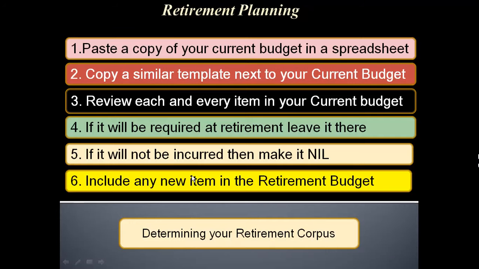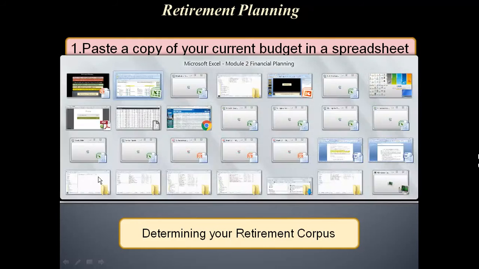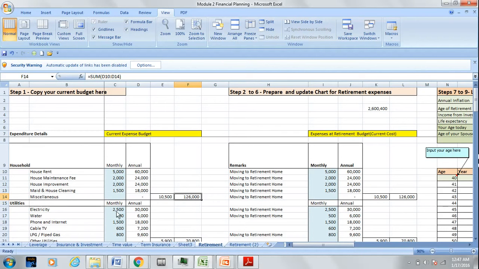We shall now execute step number 3, 4, 5 and 6 for each and every line item in this budget. Let's start off with the household expenses. Currently, you have got household expenses totaling to 10,500 per month or 1,26,000 per annum under the various heads here.